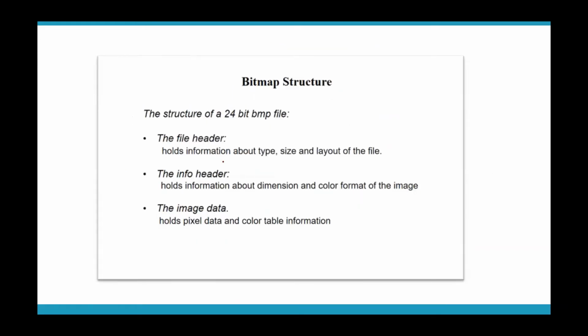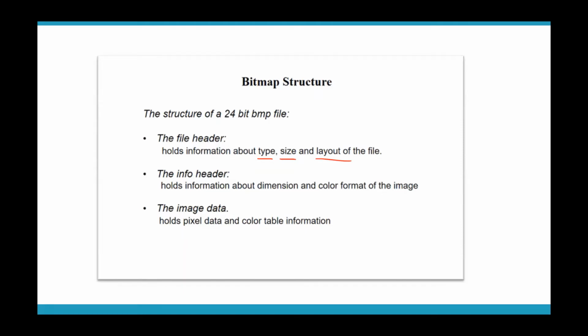Now let's see the structure of the bitmap file in detail. The file header is the first component of your bitmap file. It stores information about the type of the file, the size of the file, and the layout of the file. Type is nothing but bitmap. Size of the file means its dimensions, and layout means X and Y coordinates. All this information is in the first section, called the file header.